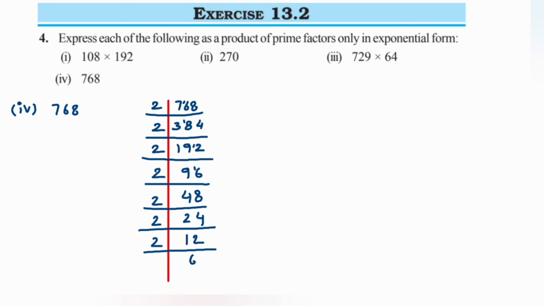I'll do the continuation here. So I'm writing a 6 again here. Then 2 3s are 6, and then 3 1s are 3.